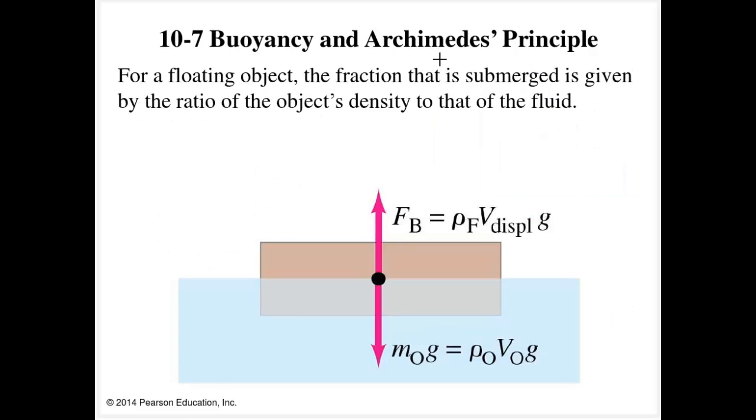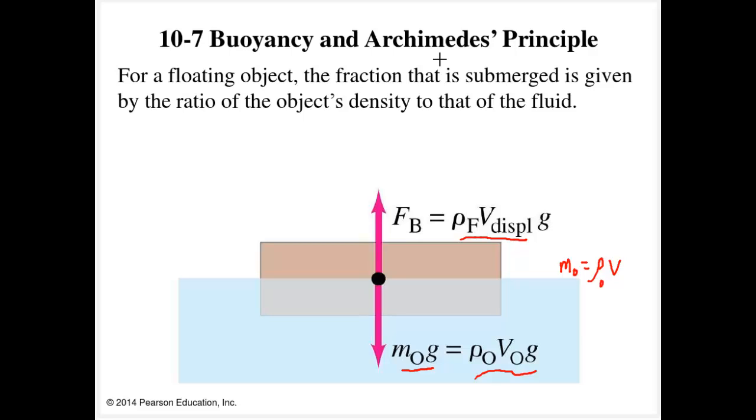We can use Archimedes' principle to come up with a relationship between the densities and volumes for an object that is partially submerged. Here I have the buoyant force as I wrote it on the last page, and here we've taken the mass of the object and simply said that the mass of the object is equal to the density of the object multiplied by its volume. So we've written the mass of the object in terms of its density and its volume.